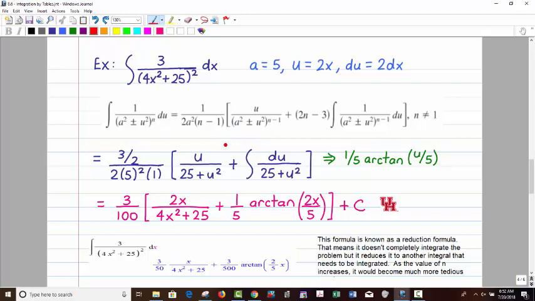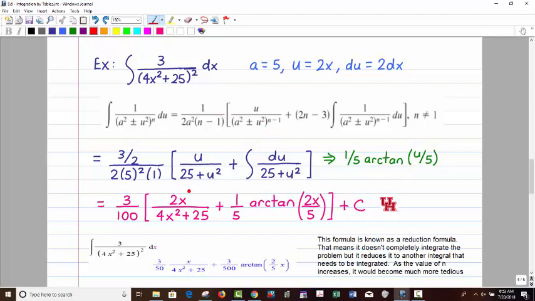Reminds me a little of integration by parts, only in the sense that you have a part that you don't integrate and a part that you do. But this is not integration by parts. So this is just straight out arctan right here. So it'd be 1/5 arctan of u over 5.